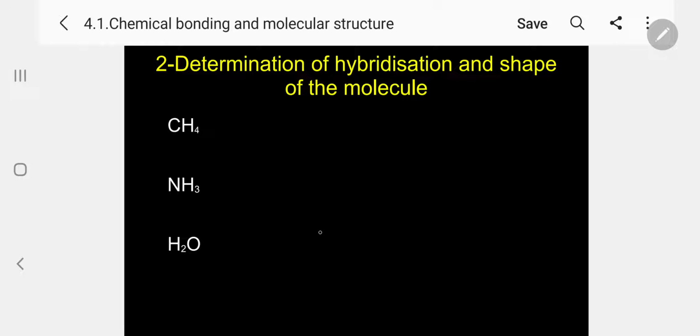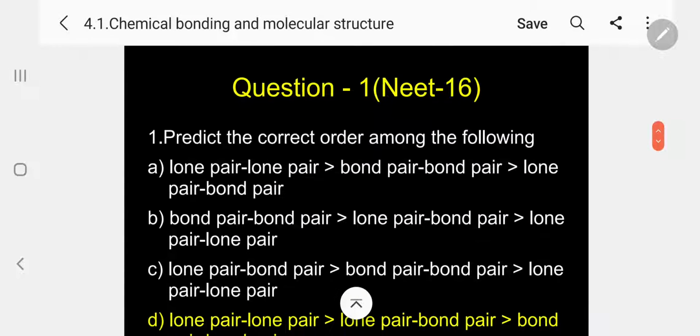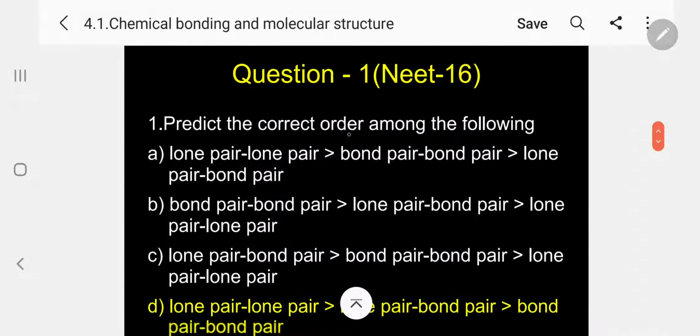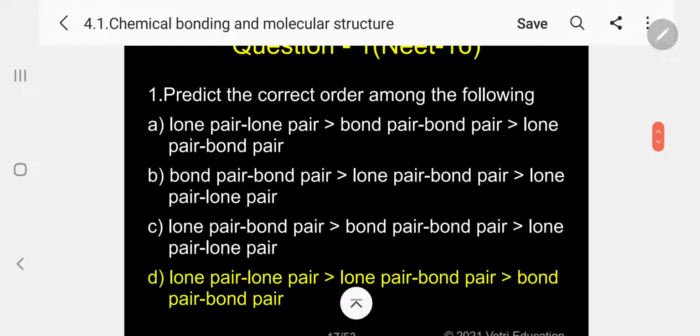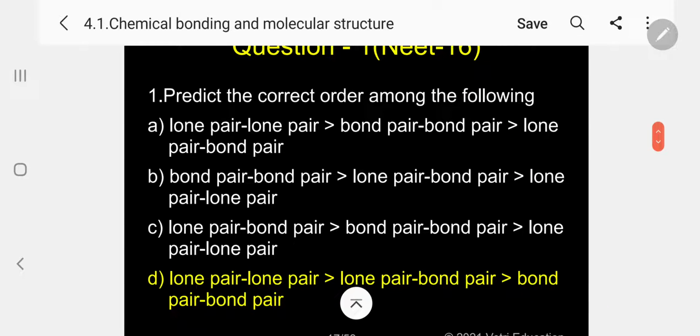Please apply this technique to any complex molecule. Let me go for the question now. Please follow. I have given all the information regarding this, so I need not repeat further. So the question is: predict the correct order among the following.